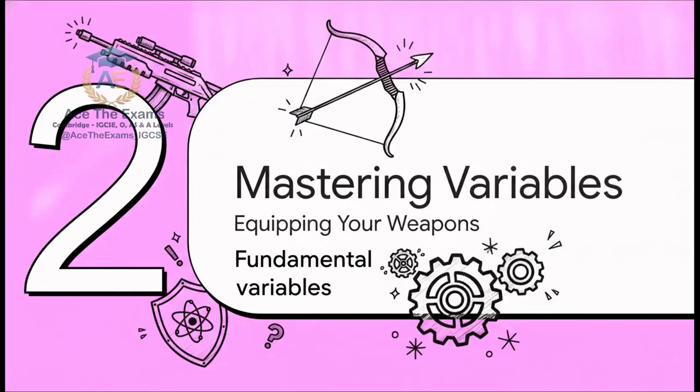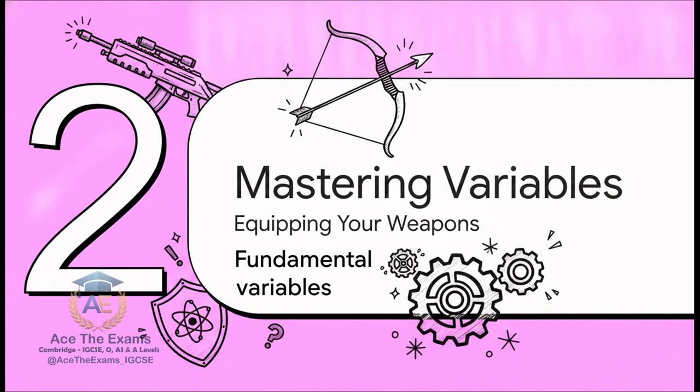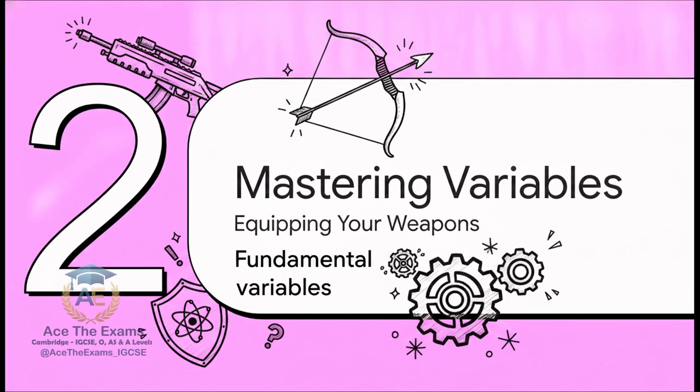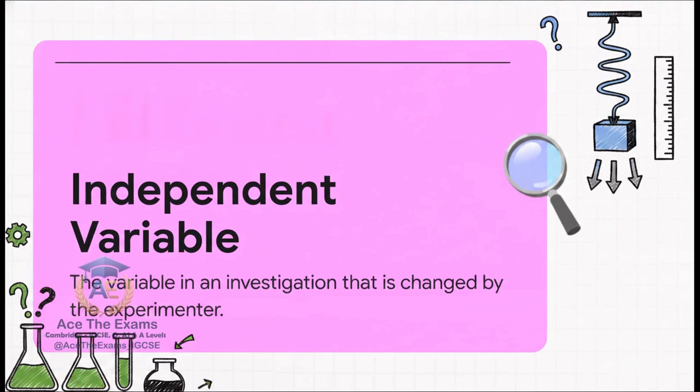Moving to Section 2, Mastering Experimental Variables, Equipping Your Core Weapons. The crucial point here is setting up your core loadout, starting with the 3 fundamental variables, because honestly, if you get these wrong, your entire practical design just collapses. First up, we have the independent variable. This is the variable in an investigation that is purposefully changed by you, the experimenter.